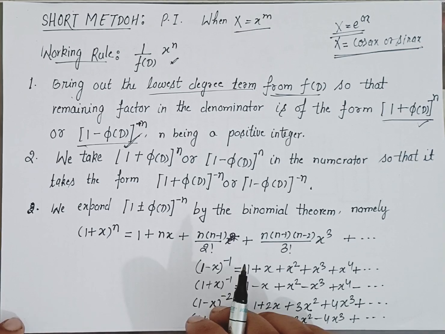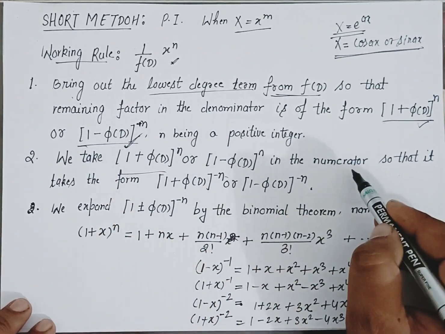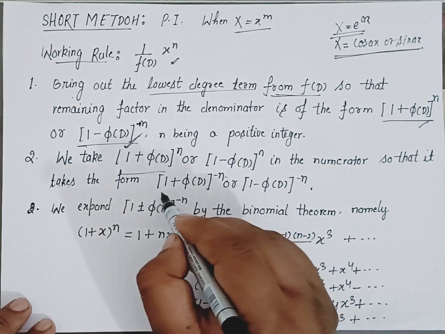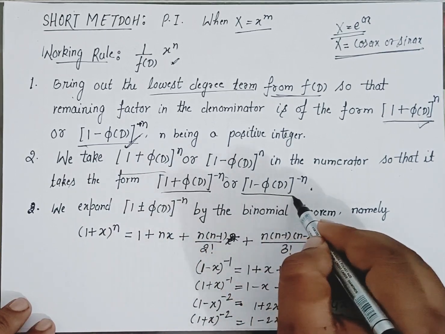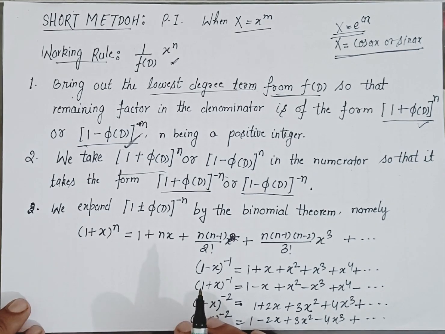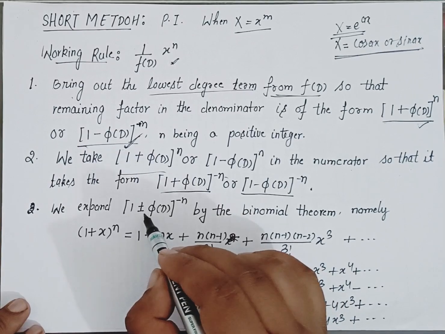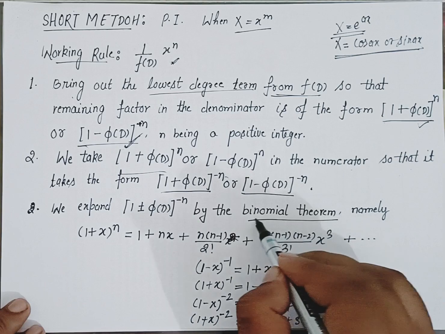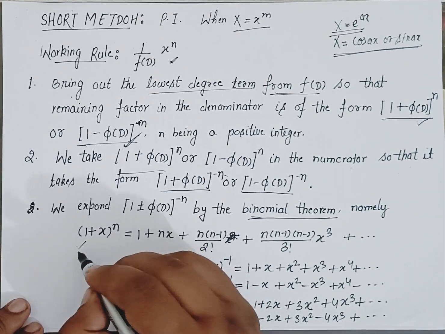After doing this, in the second step, we take this in the numerator, so that it takes the form 1 plus phi of D to the power minus n, or 1 minus phi of D to the power minus n. After that, in the third step, we expand 1 plus or minus phi of D to the power minus n by the binomial theorem. We have studied the binomial theorem in the 12th standard also.